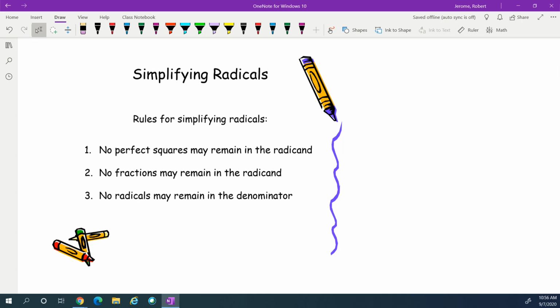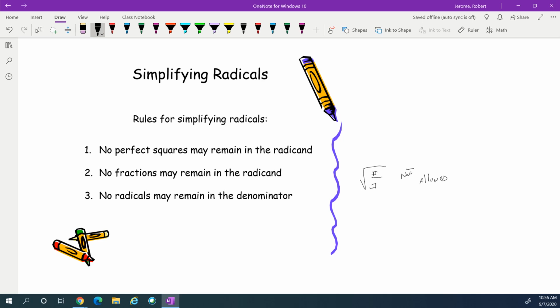So there are some rules for simplifying square roots, and you can read these. No perfect squares can remain, meaning we have to simplify it as far as possible. No fractions can stay under that radical symbol. And the third one is no radicals can remain in the denominator. So what we mean here is we cannot have a fraction inside the radicand. This is not allowed.